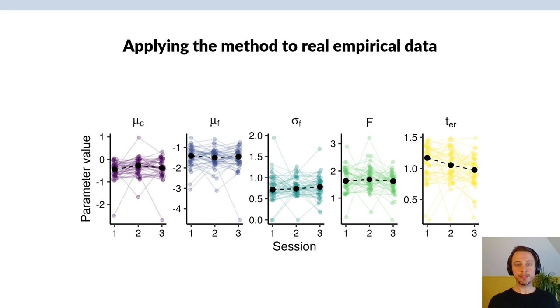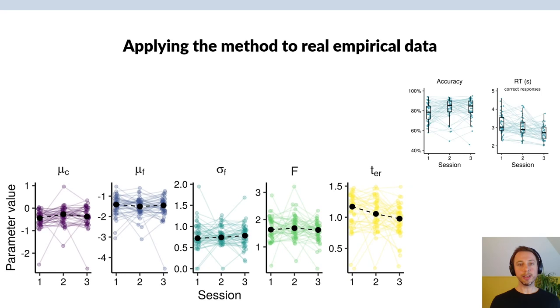This figure shows the ACT-R memory parameters that we inferred from the data using the LBA. And as you can see, there's quite a bit of variation in the individual estimates, but they are clustered quite neatly around the sample averages, and they appear to also have reasonable values that remain quite stable from session to session.